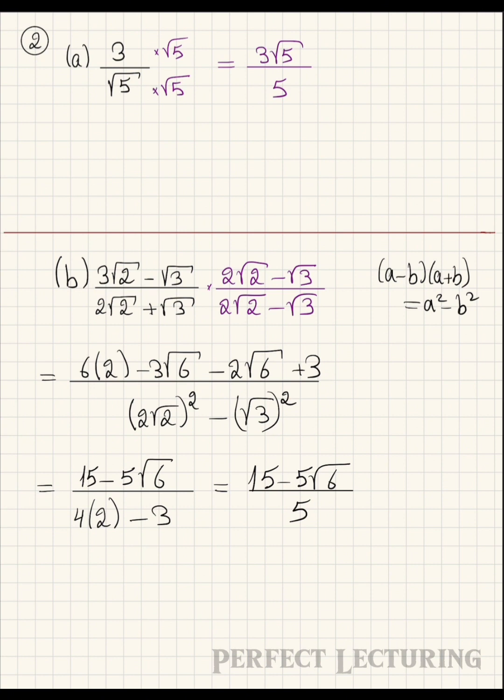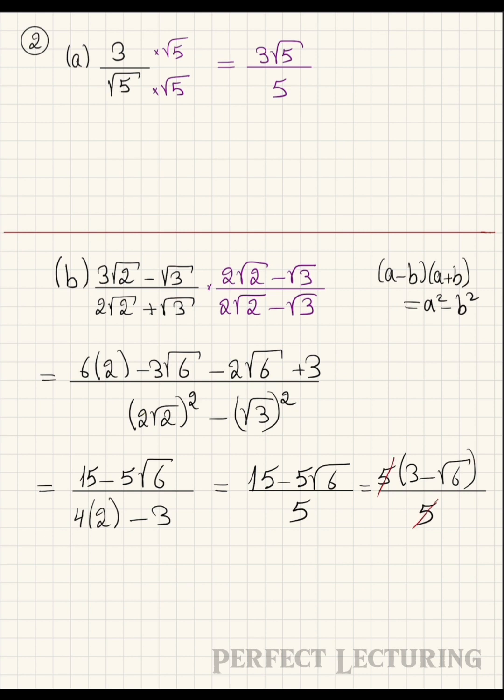Now, is this the final answer? No, because we can still simplify. But of course, I do not mean doing this. That's wrong. We cannot simplify like that because we have a minus in the middle. What do I do then? Well, I factor a 5. So I am left with 5 times (3 minus the square root of 6) over 5. And now we can cancel the 5s.